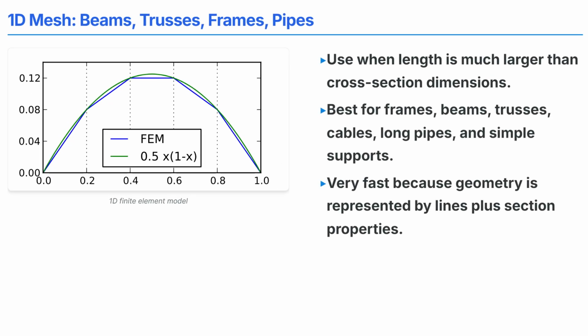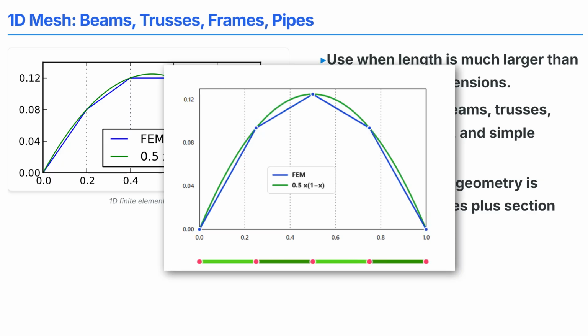Now, let us look at 1D meshes for beam, frame, pipe, and other studies. A 1D mesh is used when the structure is long and slender, and the cross section is small compared to its length. Instead of creating a full 3D model, we can represent the structure using line elements with assigned cross-sectional properties. This is very useful for beams, truss frames, cables, and pipe networks.